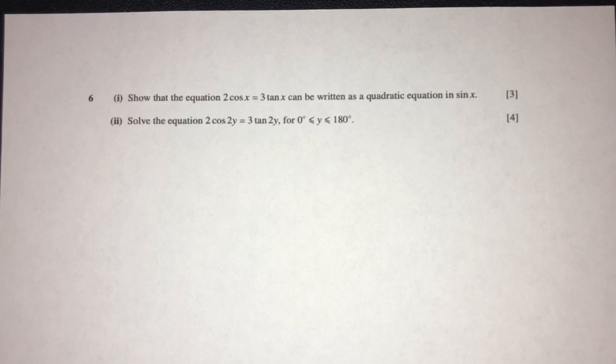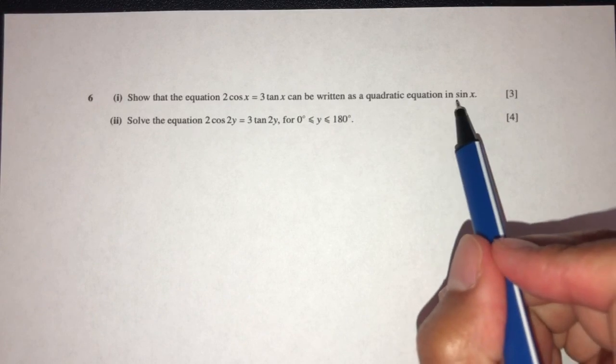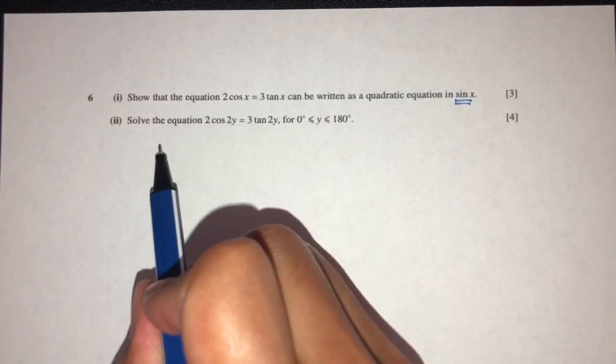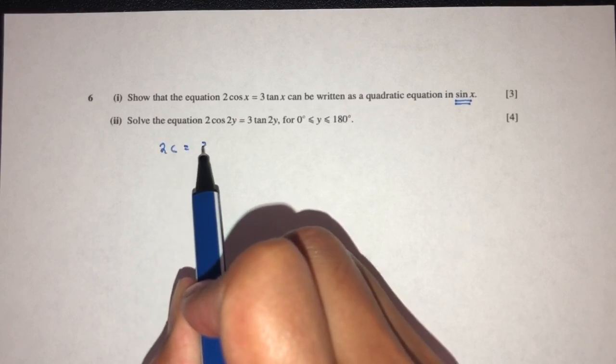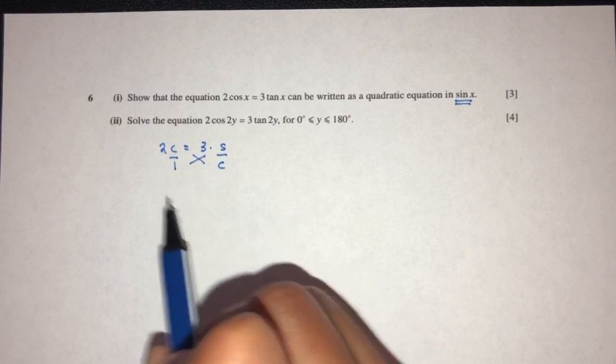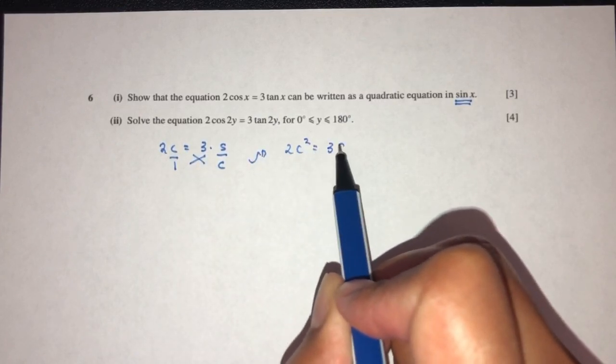Now let's move on to the next question, part 1. We have to show the equation can be written in this form in terms of sin x. So pretty easy. Step by step, let's see what we can do. So here we have 2 cos x is equal to 3 tan x. What is tan? Tan is sine over cos. Now we can just cross multiply. You will have 2 cos square is equal to 3 sine.